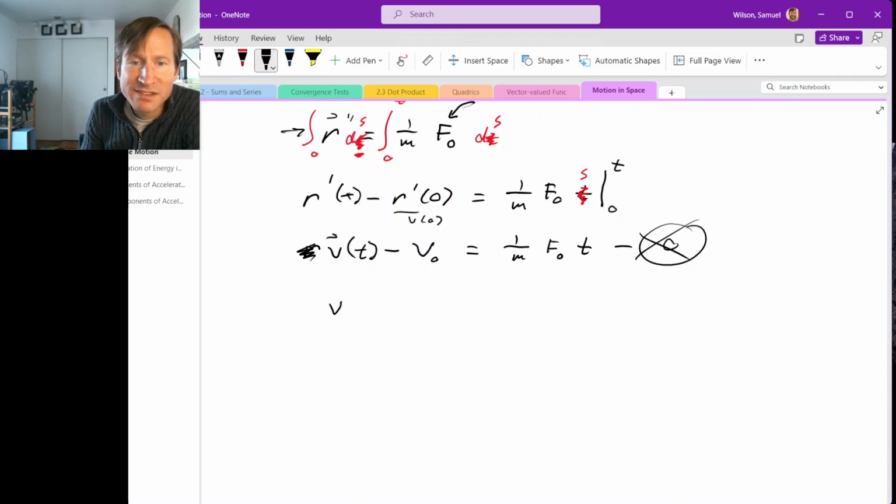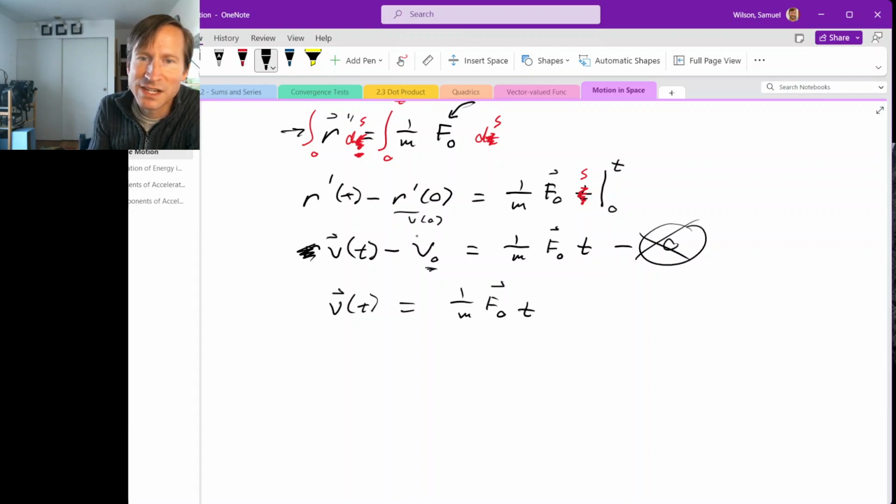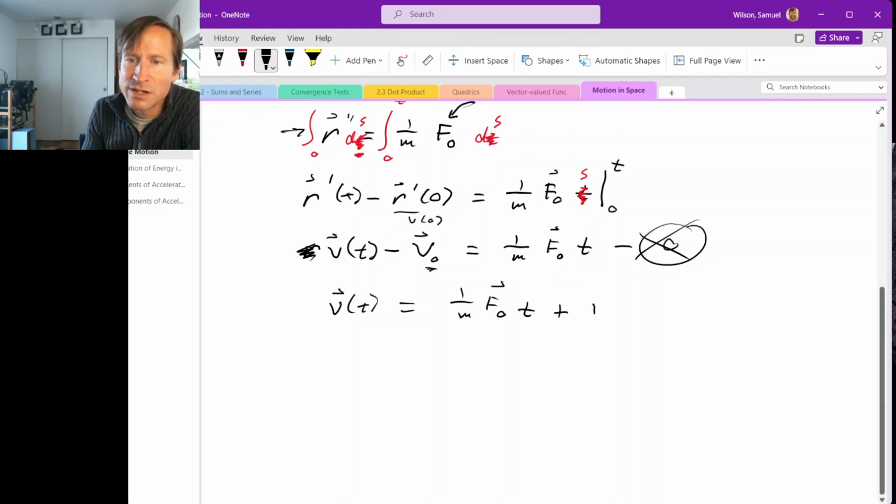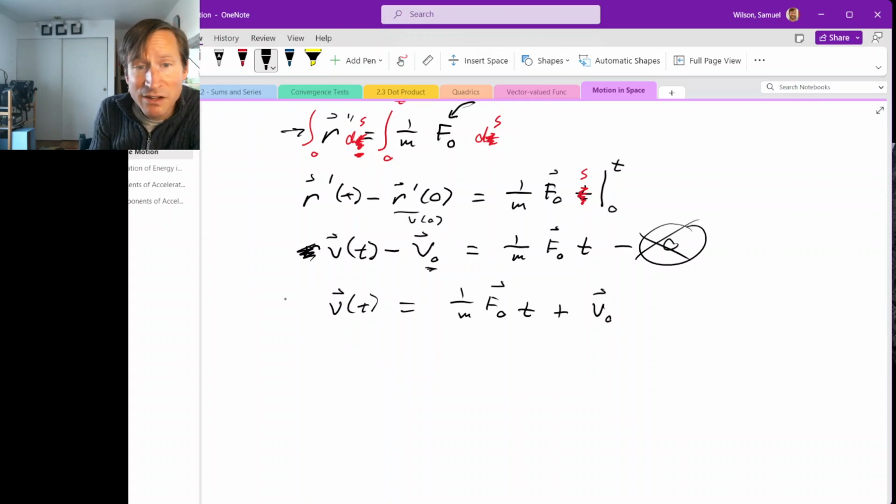So we have a velocity function now, right? We can move that initial velocity to the right-hand side. We get 1 over m times f sub 0 times t. This f is a vector. I should be writing my vector hats. All of these are vectors. Plus our initial velocity, v sub 0. Now we have our velocity function. Remember, that's really r prime.